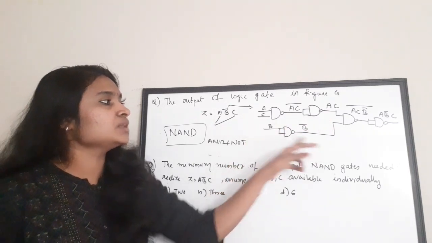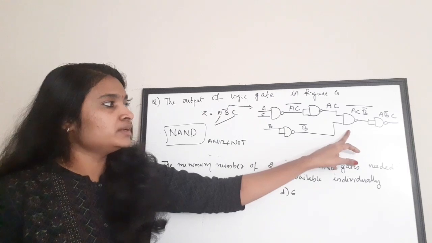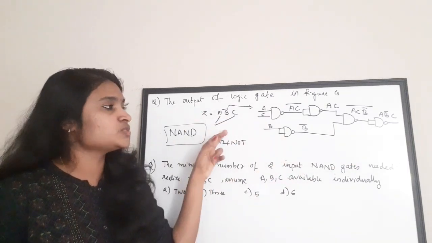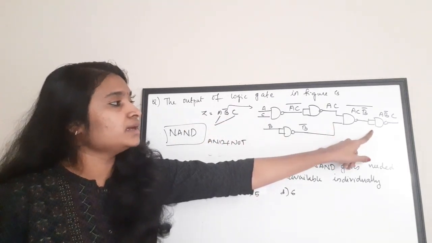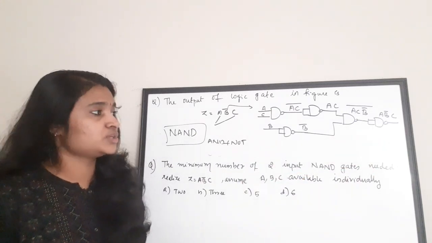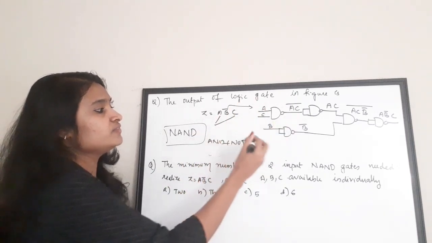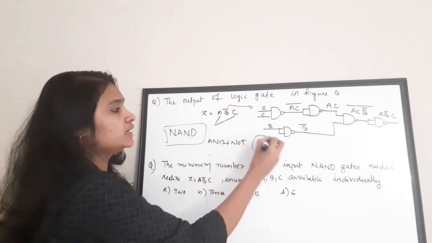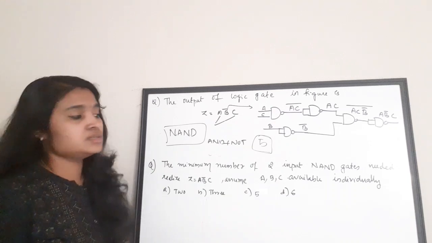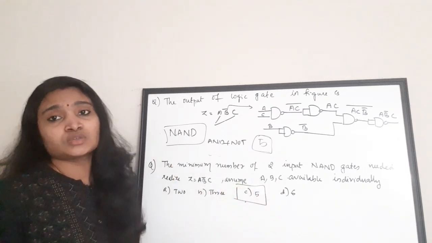Again, through this path, you can realize B bar. Again, you will get a complemented form of your required expression. Again, take another NAND gate, short its input and apply. And you will get your correct answer or expression. So how many NAND gates are here? 1, 2, 3, 4, 5 NAND gates you need. So the correct answer for this question is option C. 5 is the correct answer for this question.